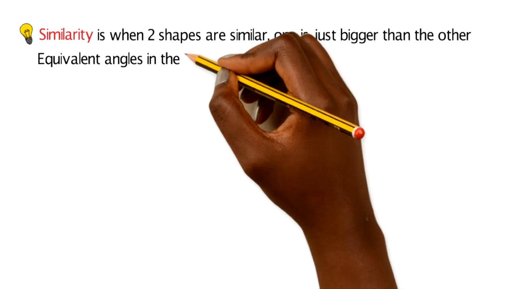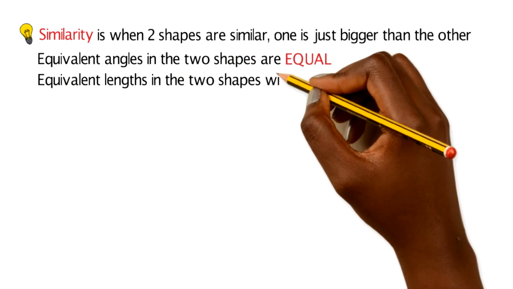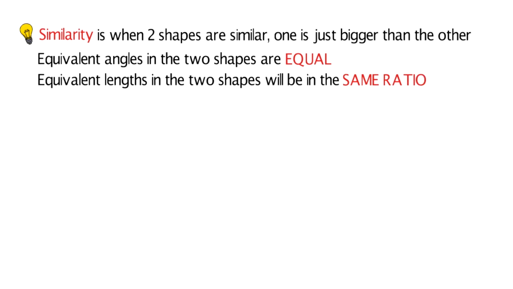So with these two similar shapes, their equivalent angles are exactly the same. They're equal. So if one equivalent angle is 60, the other one would be 60. However, their equivalent lengths are different, but they have the same ratio in common. So I'll give you an example.